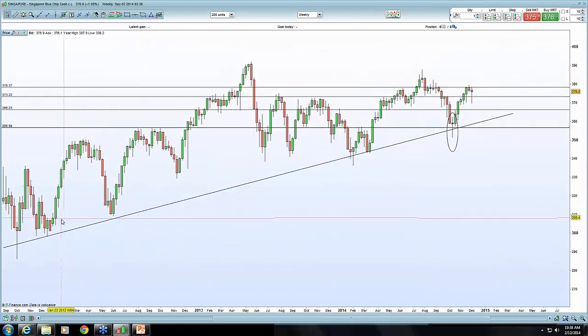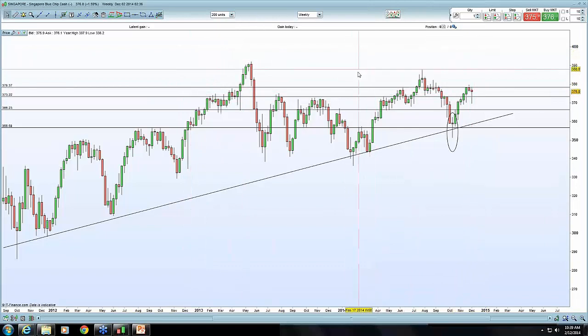As you can see, the weekly chart has been nicely supported by this trend line from 2013 and it's made a push higher. Right now there was a bit of resistance. It's quite a strong resistance level around the 378, 379 level, and the market made a push down. Now on the weekly, I wouldn't call this an uptrend. It's just consolidating.